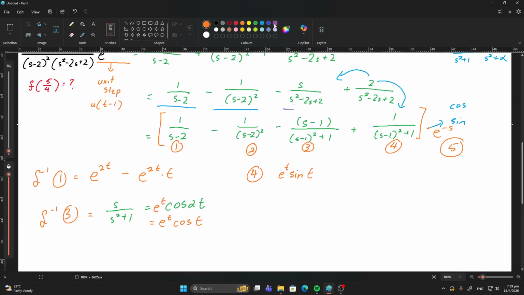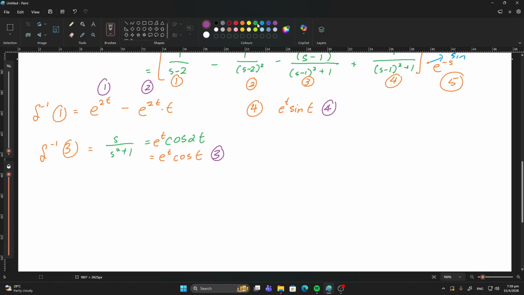So let's write all these terms together. Maybe I should color code it just so you guys can see it better. Right, let's add all these together and then we put in the e to the power of negative s. So the Laplace inverse essentially just, oops, I didn't mean to go eraser. f(t) equals term 1 minus term 2 plus term 3 plus term 4.